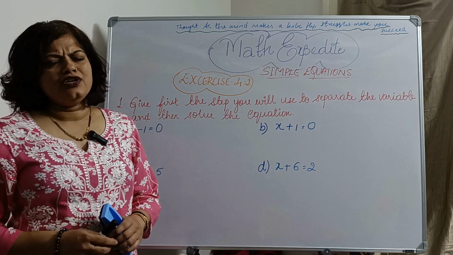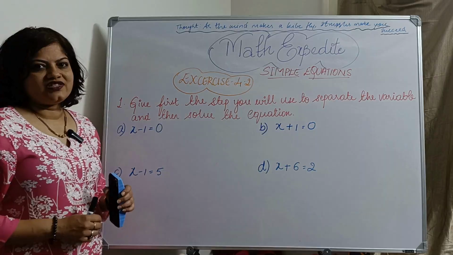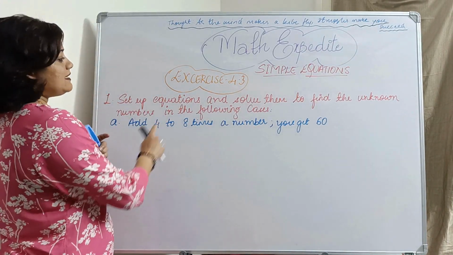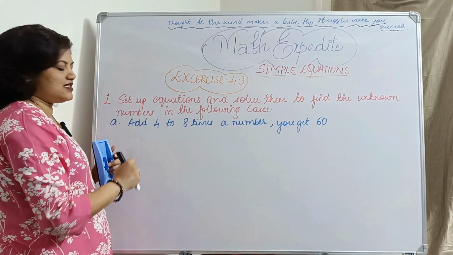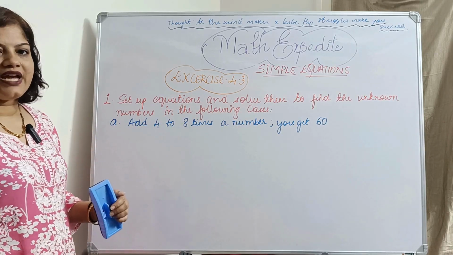This is Dr. Sindhu. Today let us discuss some NCERT exercises on simple equations. Coming to exercise 4.3. First question, set up equations and solve them to find the unknown numbers in the following cases. First one, add 4 to 8 times a number, you get 60.